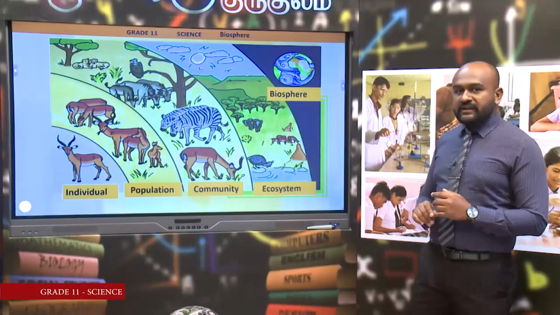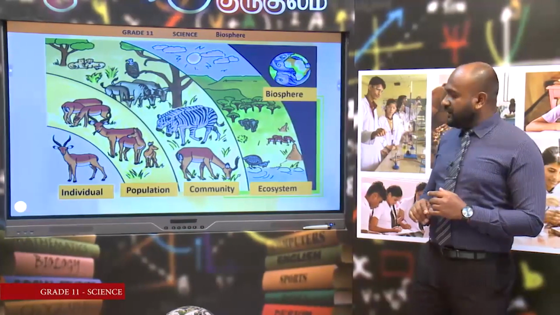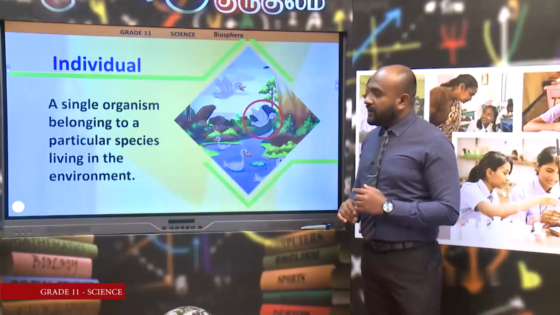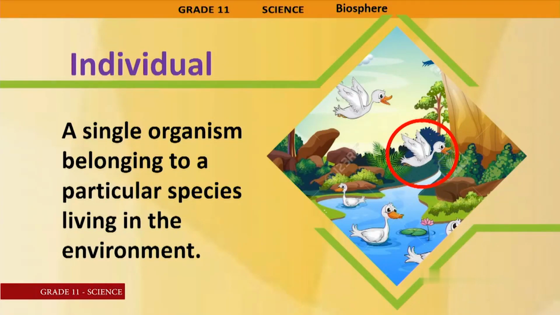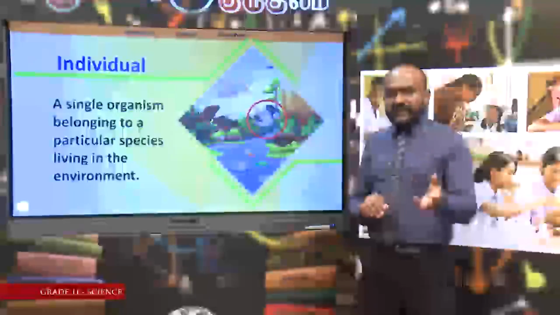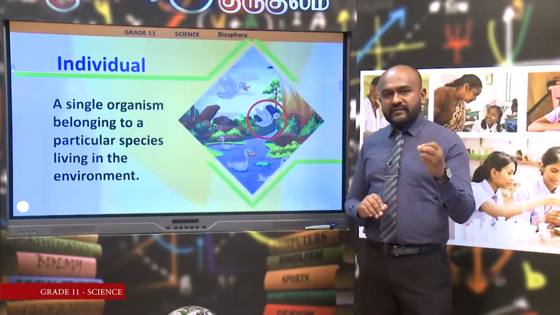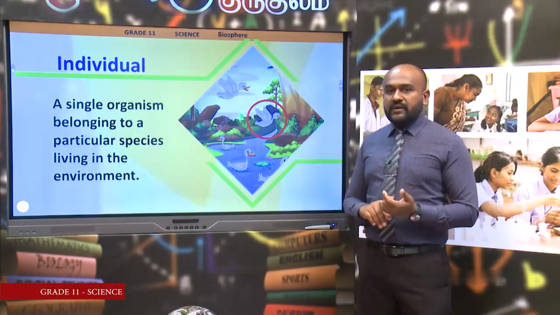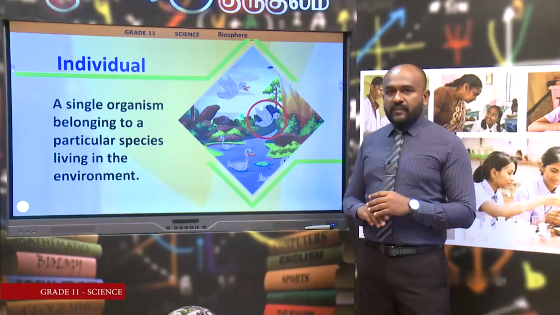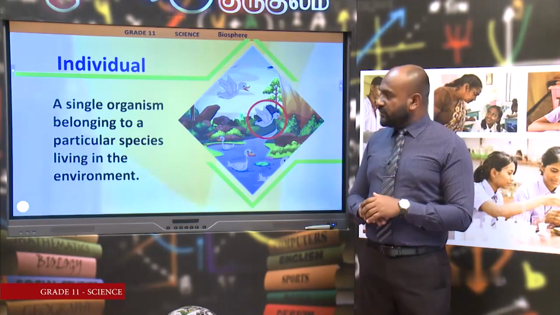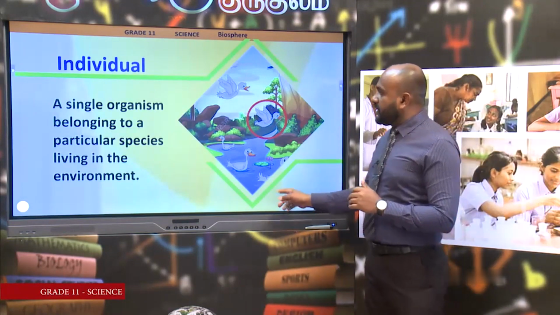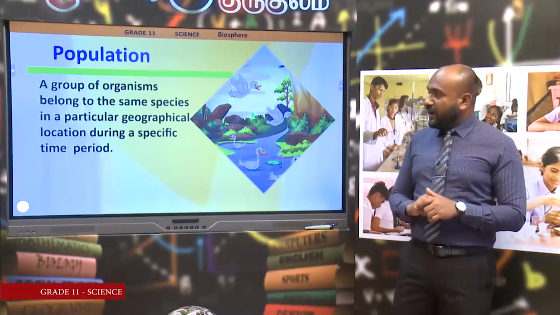What is the first organizational level? Individual. So, let us see what it is. Yeah, it says a single organism belonging to a particular species living in the environment. That is an individual. So, you are an individual. I am an individual. If you get a mango plant, it is an individual. If you get an ant, it is an individual. If you get a bacterium or a fungus, alga, they all are individuals. They all are single organisms which belong to a particular species and live in a particular place. So, then we call them individuals. We come to the next organizational level now.